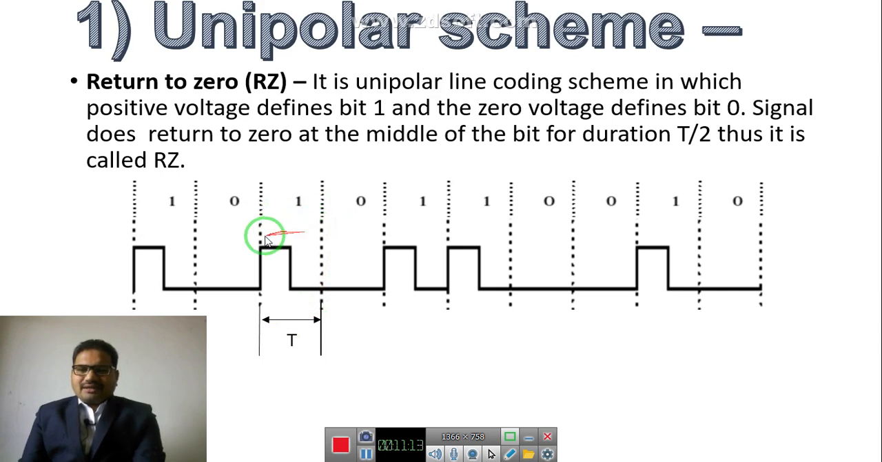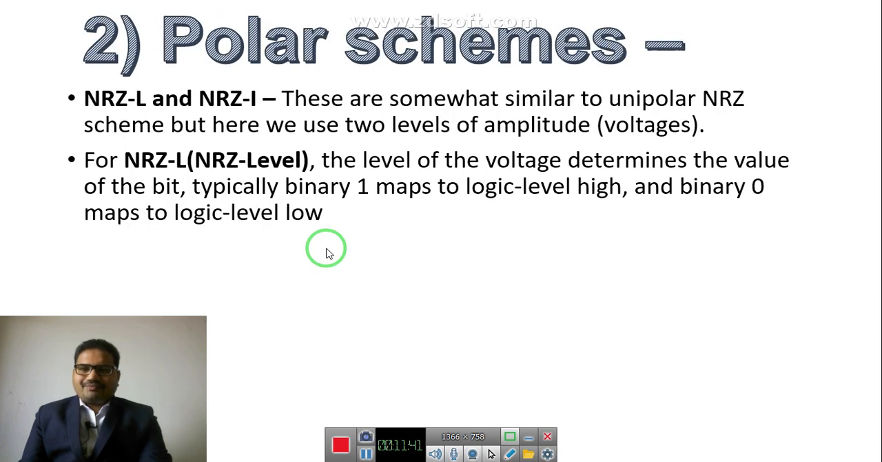So what is going to happen, since bit 1 is represented by this positive voltage and bit 0 is represented by no voltage, but since it is a return to 0, it is going to return to 0 at the middle of the bit, for a duration of T by 2. Suppose this is a duration T, and this is a duration T by 2. So it is called return to 0.